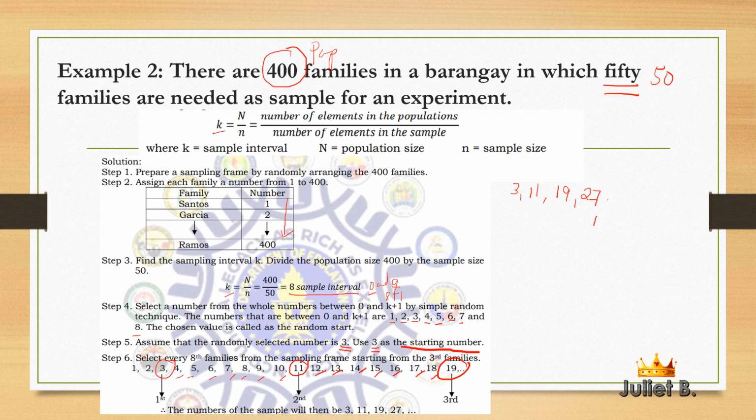27. So, ano kasunod ng 27? 27 plus 8, 35. Kasunod ng 35 plus 8 ulit, 43. Kasunod ng 43, anong family kaya yun? Pang ilan siya? 51. So, plus ka lang ng plus hanggang sa marating mo yung 50 families na kailangan para sa sample. That's how we use and get samples using the systematic random sampling.